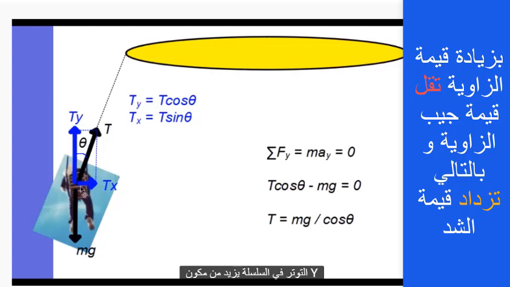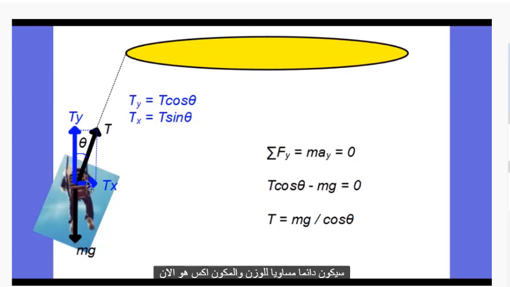The y component is always going to be equal to the weight, and the x component now is what provides the centripetal force that causes the rider to move in a circle.